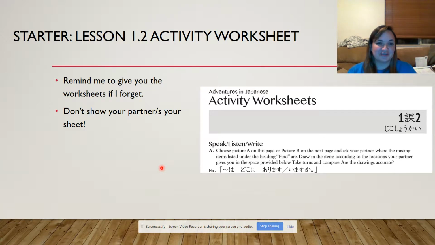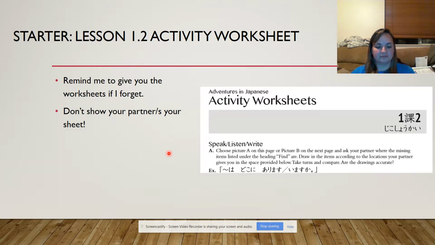And also, don't show your partners your worksheet, right? So again, I didn't include the picture this time so that you can't see it, because you would see some of the answers for your classmates' picture. But you're either going to have a picture A or picture B, and you're going to ask your partner where the missing items are listed under the heading Find on your paper, okay?